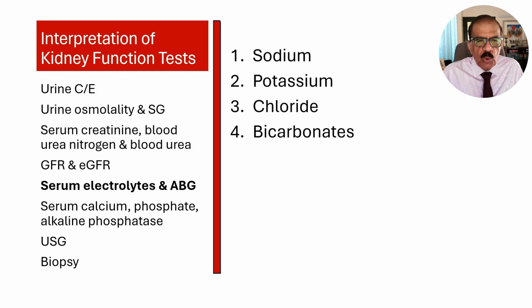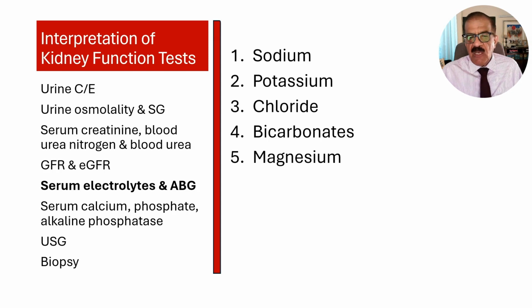Chlorides can also go abnormal. Bicarbonates also can be abnormal. Typically they go low because they indicate acidosis. And magnesium also goes up. And I'm talking about kidney failure. In acute or chronic kidney failure, these things are abnormal. So we are very much concerned about these.